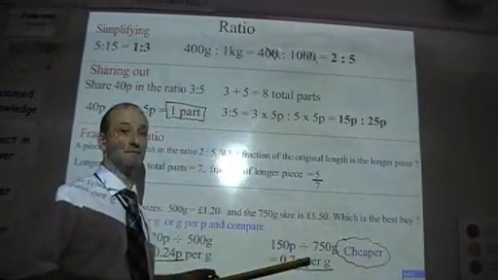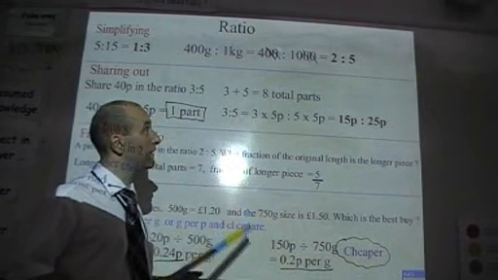money for every gram. Okay, that's summary ratio at foundation tier.